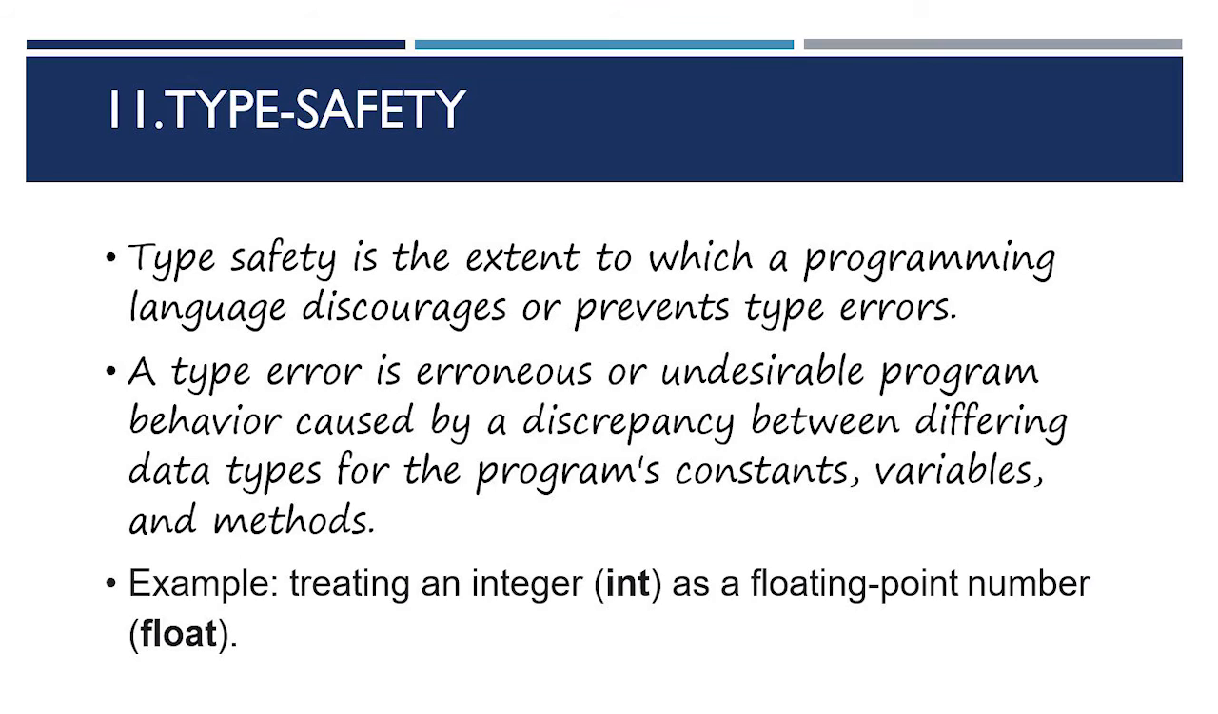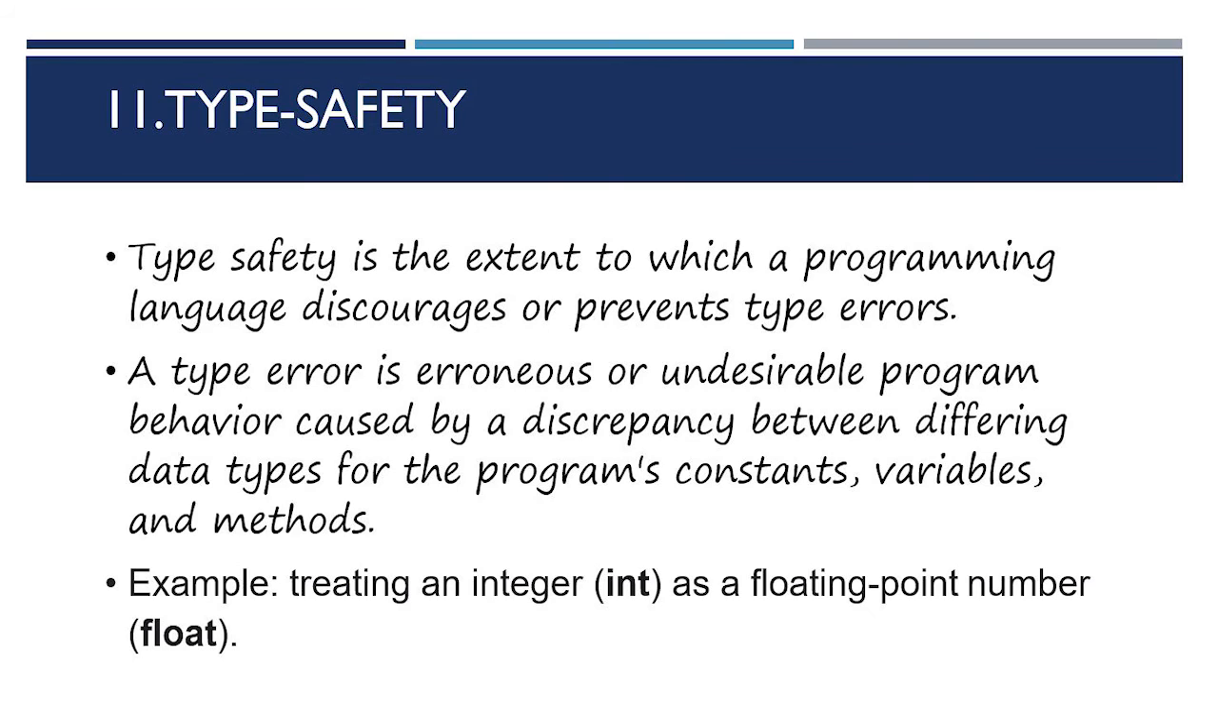Next. Number 11 is type safety. Type safety is the extent to which a programming language discourages or prevents type errors. So what this typically means is that the compiler will validate types while compiling and then throw an error if you try to assign the wrong type to a variable. Okay, so what does type error mean? Type safety prevents type errors.